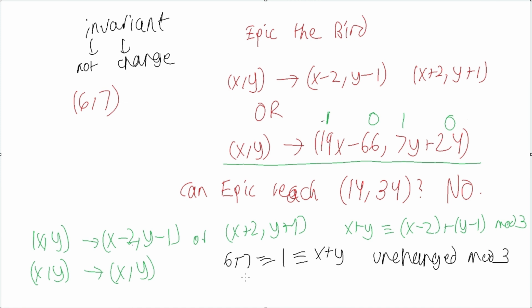And the ultimate question is, is 14 plus 34 equivalent to 1 mod 3? Well, this is 48, which is equivalent to 0. And this means that 0 is equivalent to 1 mod 3, which doesn't work. Therefore, by considering the invariant of adding the two numbers modulo 3, we determined that Epic cannot reach (14, 34). Now, this is a very small and very silly example, but you'll be seeing stronger examples of this in the exercises. But I do want to give a quick warning about using fractions.